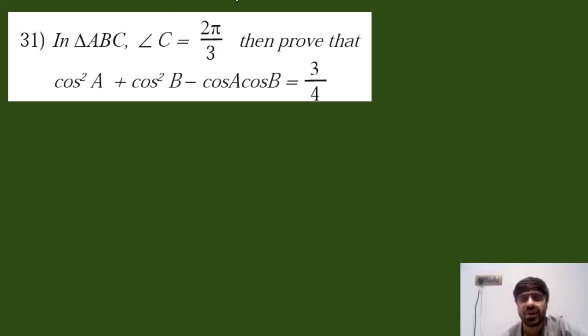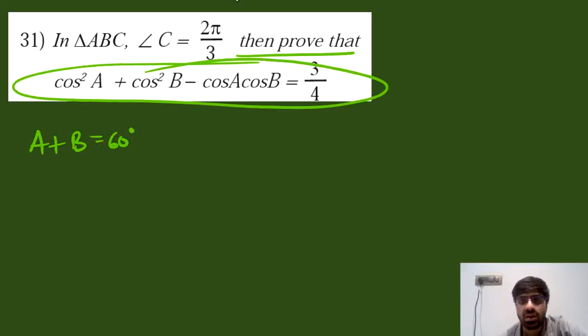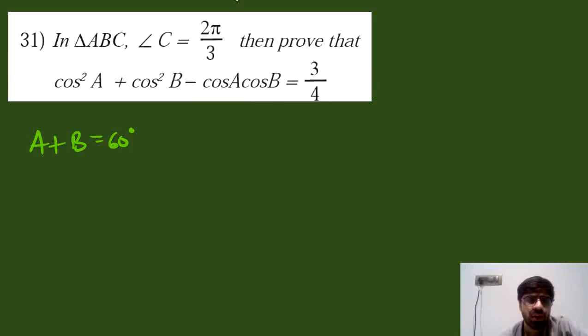Let's go ahead with the 31st question. It tells you that in triangle ABC, angle C is 2 pi by 3, which is basically 120 degrees. So you know that a plus b will be 60 degrees. So this is what we already know. We have to prove that this entire thing will be equal to 3 by 4. So begin with the left hand side only. In fact, there's no need to begin with the left hand side. We can begin with this result itself.